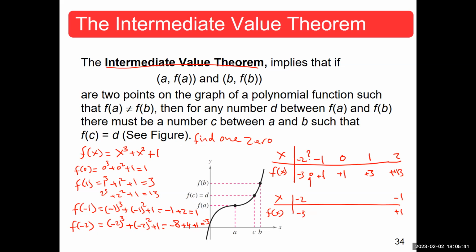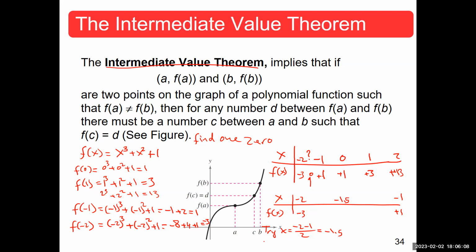The easiest one, we use the bisection method. What is it? I start with the average of those two numbers, negative 1 and negative 2. Try x equal to negative 2 plus negative 1 over 2. That gives us negative 1.5.